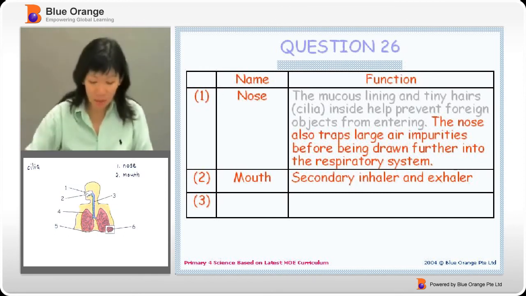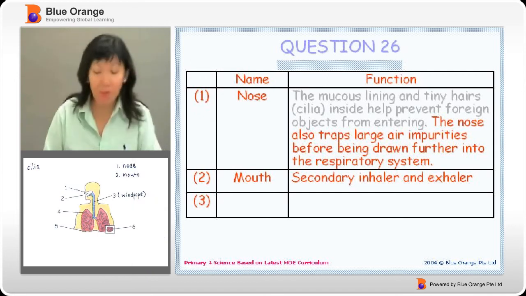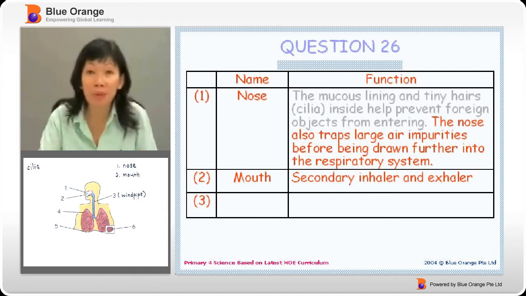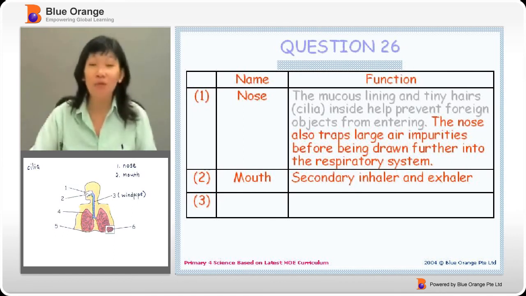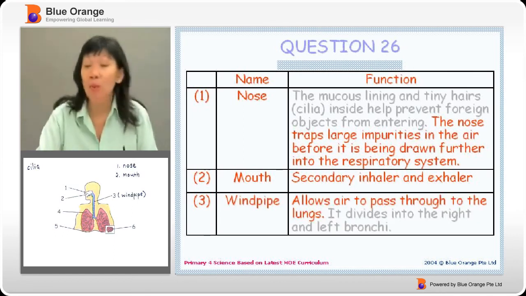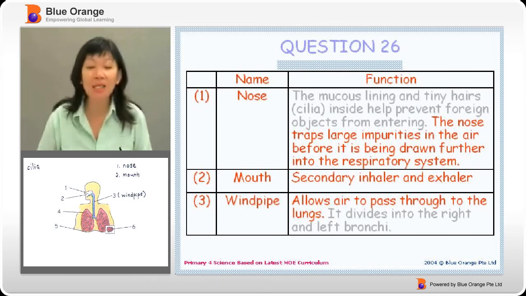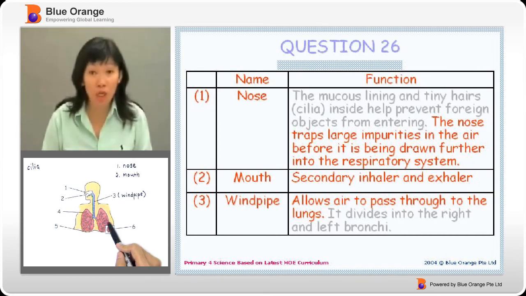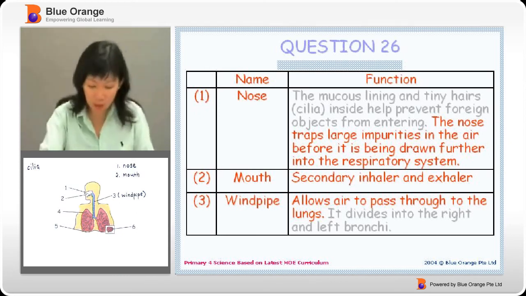Now, what's the part labeled 3? Well, this would be the windpipe. And what's the function of the windpipe? Now you see from the picture, you can see that from the windpipe it goes into the lungs. So, very easily, the windpipe allows air to pass through to the lungs. From the windpipe, it divides into the right and left bronchi, the 2 air tubes in the lungs. Now, let's go on to number 4.